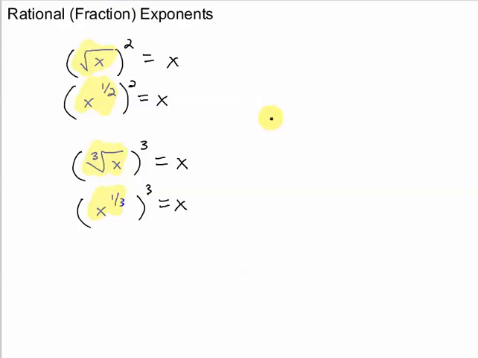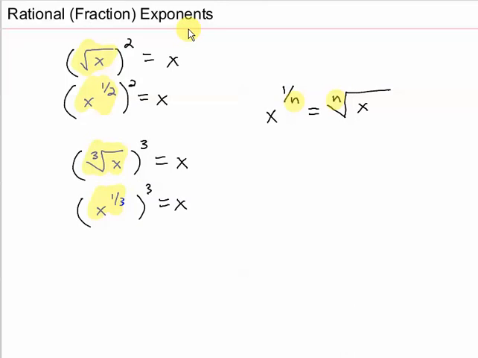So in general, x to the 1 over n, this is a fraction now as an exponent, means the nth root of x. Okay? And so what I want you to take away from this is, when you have a denominator in an exponent, that is a root. It's your index on the radical. It's your root. Okay? So let's take this even further.